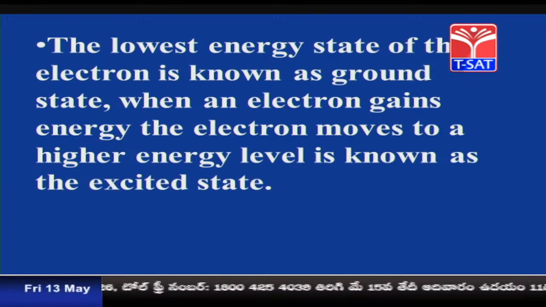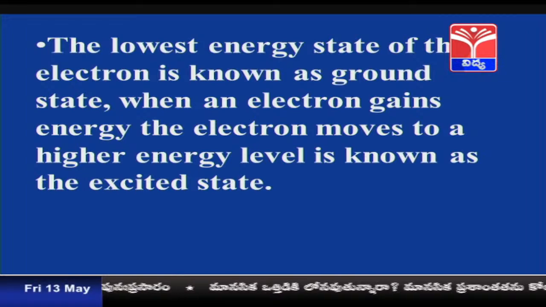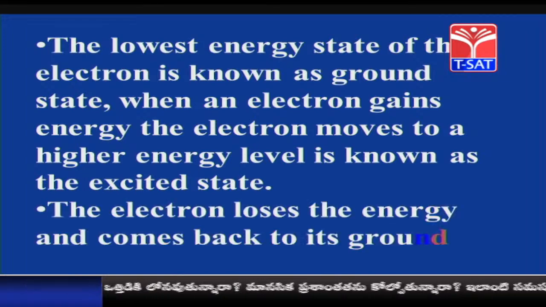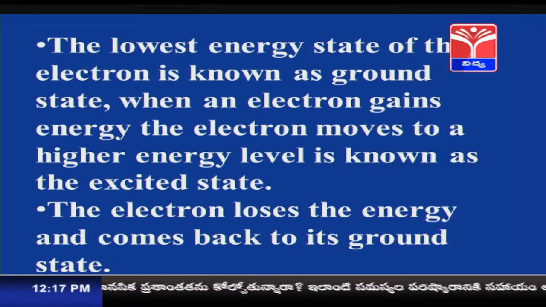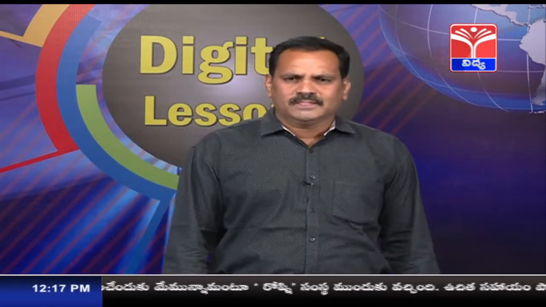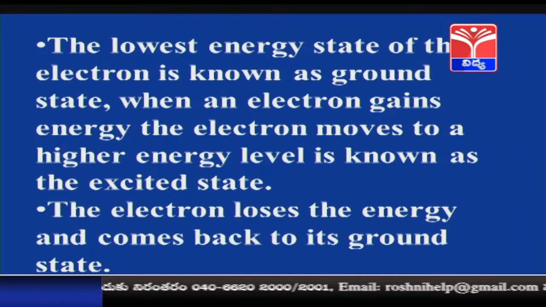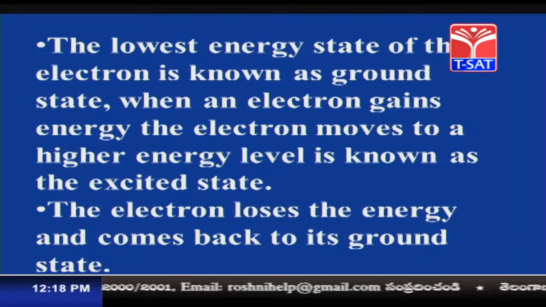When an electron gains energy, it moves to a higher energy level, which is known as the excited state. The electron loses the energy and comes back to its ground state. It means at the excited state electrons are very unstable, they can't stay for a long time. Immediately they emit energy and come back to the original state, that is nothing but the ground state.